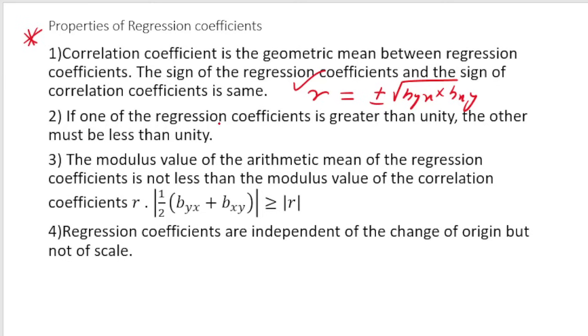Second property is, if one of the regression coefficients is greater than unity, the other must be less than unity. Very important property. Third property is that 1 by 2 mod of (byx plus bxy) will be greater than or equal to mod r, where r is the coefficient of correlation. And fourth property is very important, that regression coefficients are independent of change of origin but not of scale. If you have seen the previous slide where I was talking about the correlation coefficient, I told you that the correlation coefficient is independent of change of origin and change of scale both, right?